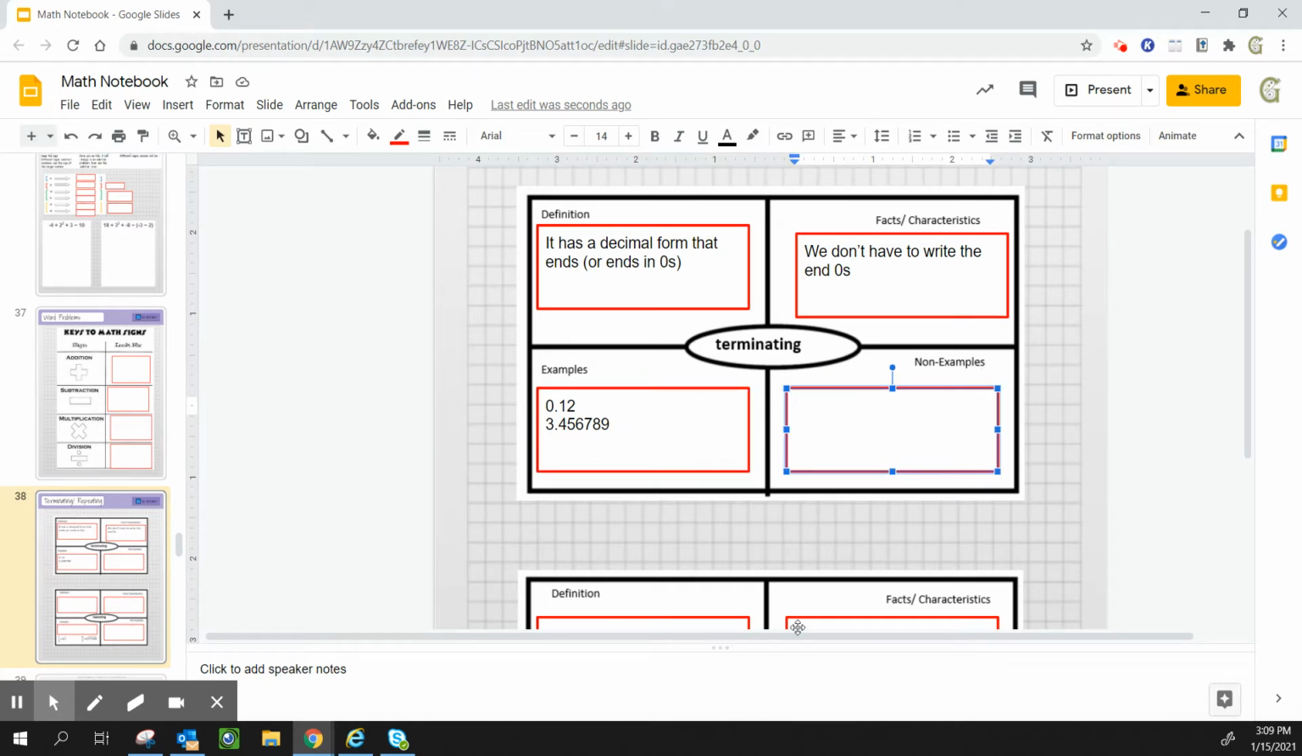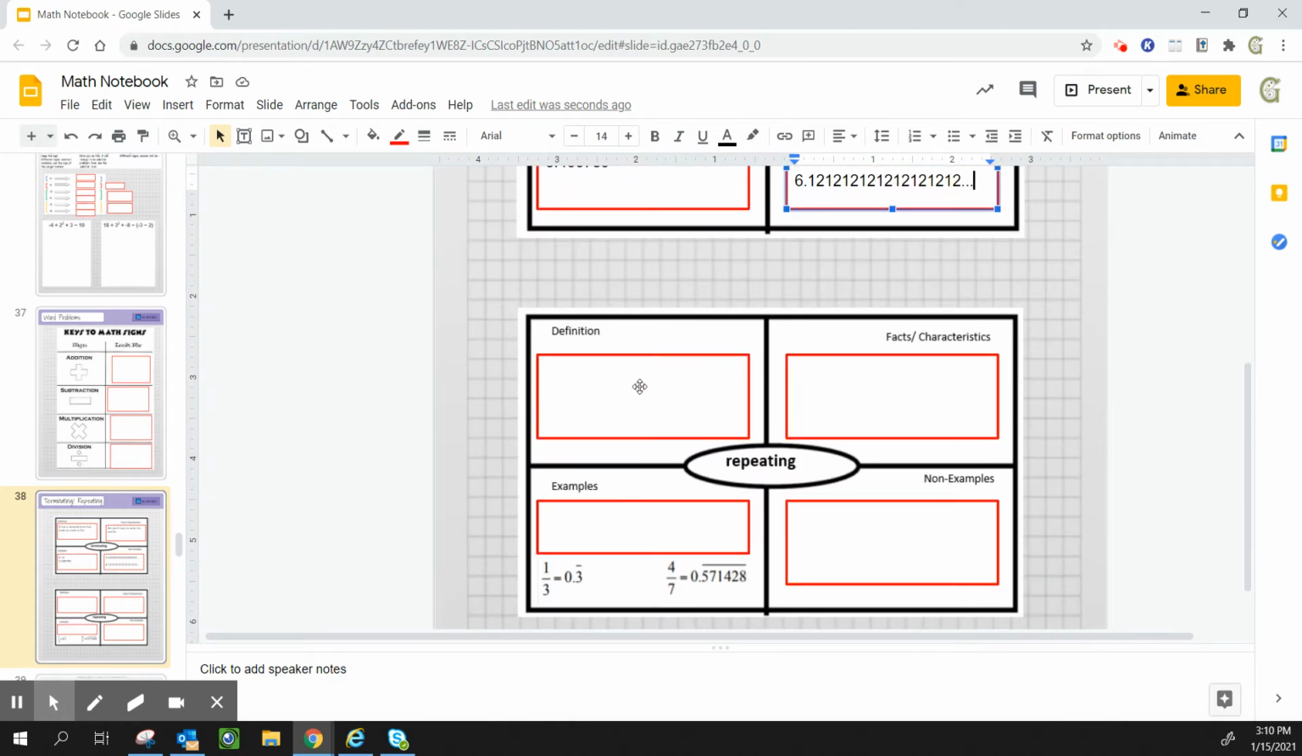Non-examples then would be kind of the opposite, which we'll talk about next, which is repeating. So that would be if you saw the same thing going on forever, like 0.3333333333..., to show you that it keeps going on. Or let's see, we could do 6.12121212121212121212. And again, sometimes we'll put the ... to show it kind of keeps going like that. So terminating and repeating decimals are the opposite.